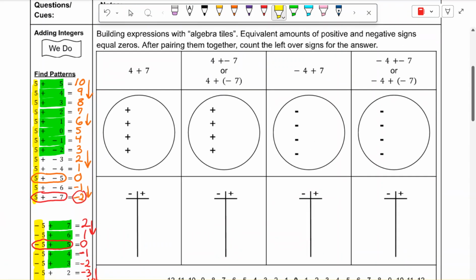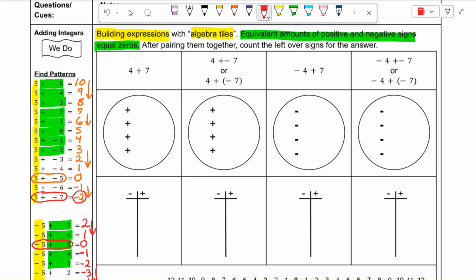It says, building expressions, we already know what an expression is, without equal signs, with algebra tiles. We'll find out what those are. Equivalent amounts of positive and negative signs equal zeros. That is something we are very familiar with. We know that. We're going to be practicing that today. After pairing them together, count the leftover signs for the answer.